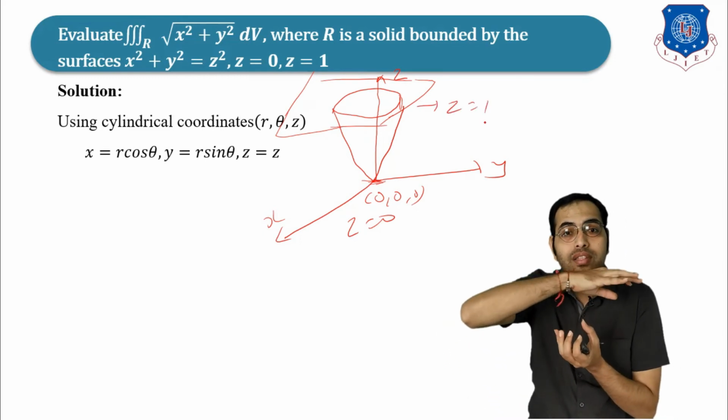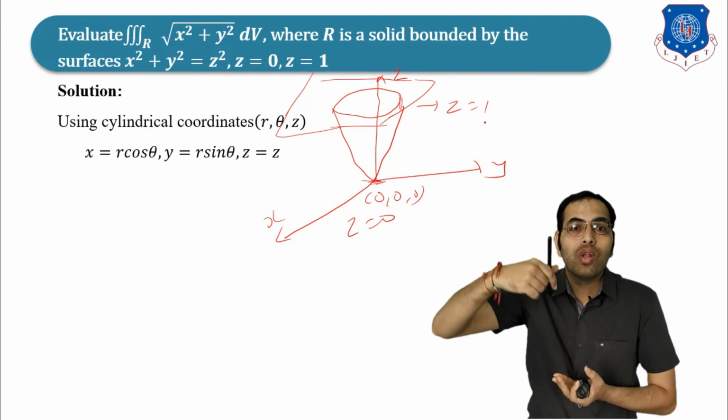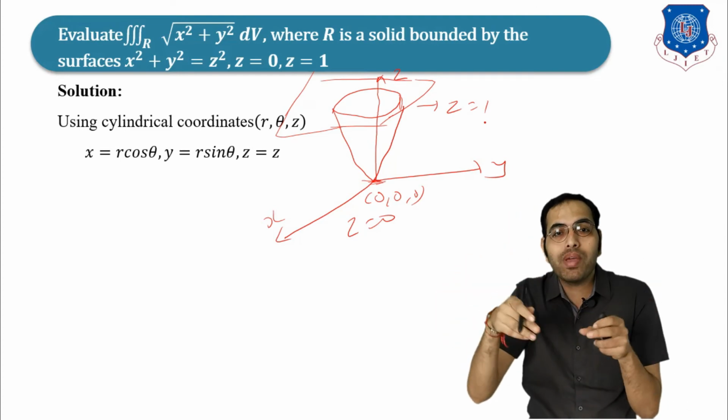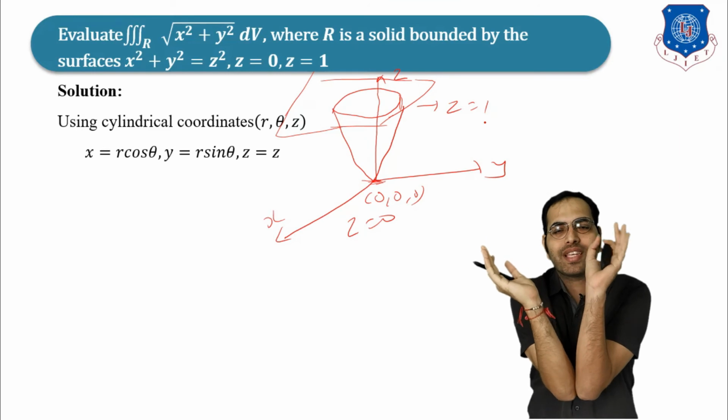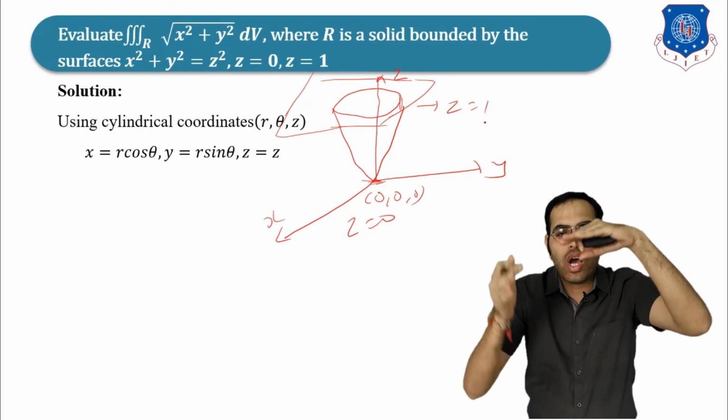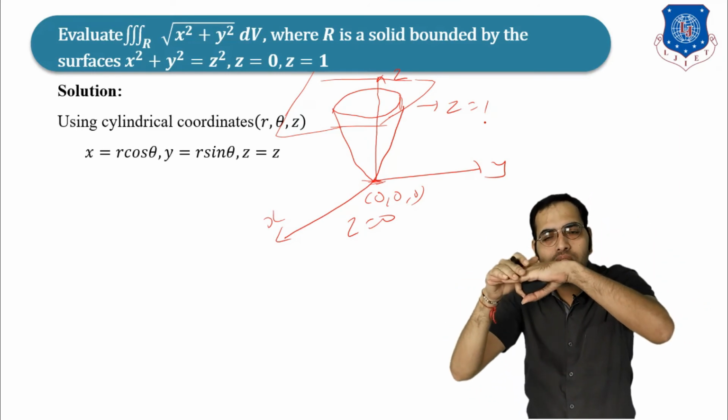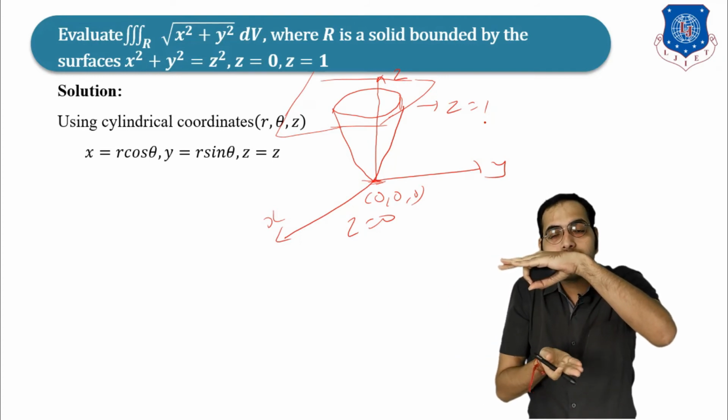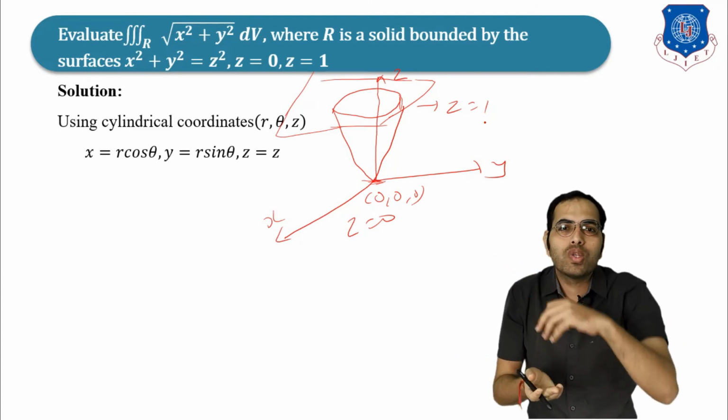Whenever we cut the planes z equal to 1 and z equal to 0, our cone becomes exactly like an ice cream cone. The upper portion is indicated by the plane z equal to 1, and the lower boundary is indicated by the plane z equal to 0.